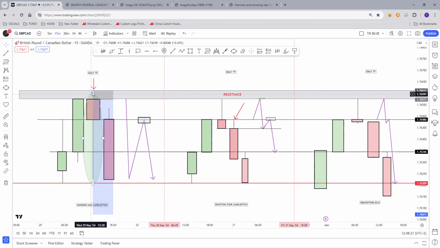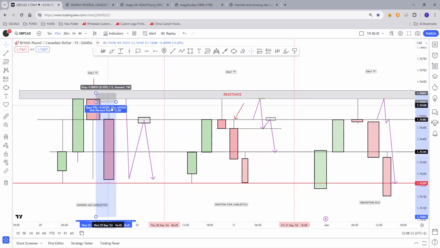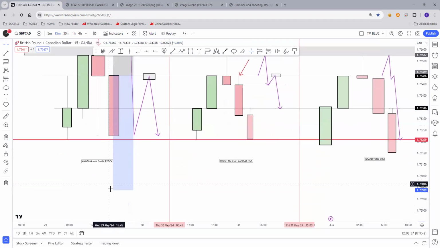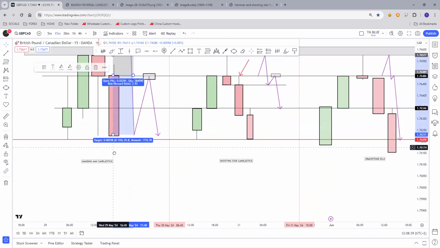Just wait for the reversal candlestick to be formed. That's why we use reversal candlesticks. So we're saying that we don't really care about the first movement because the first movement is just letting us know what's up. And then our stop loss is there. Now we've got to take profit. Well, that is definitely going to hit.